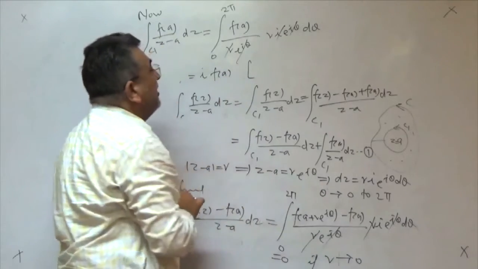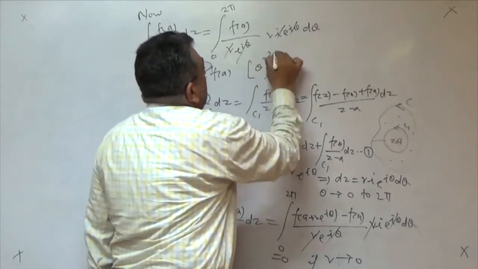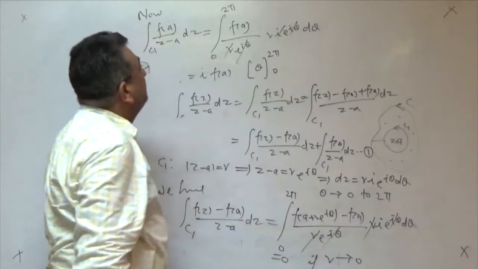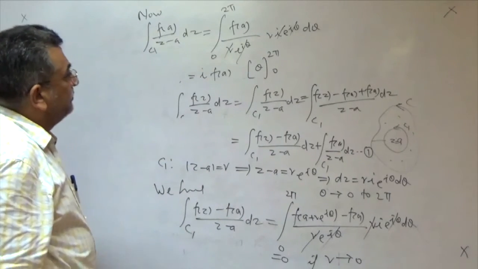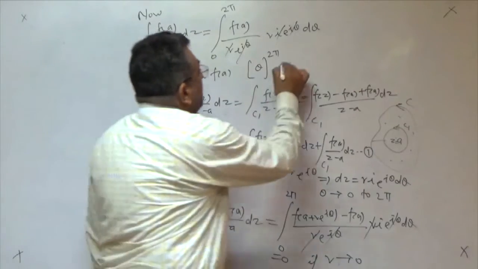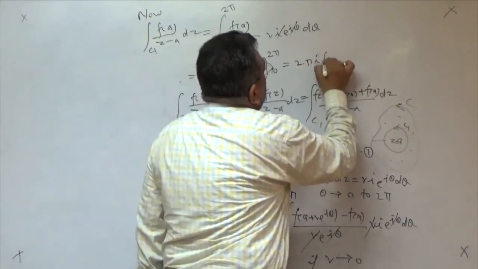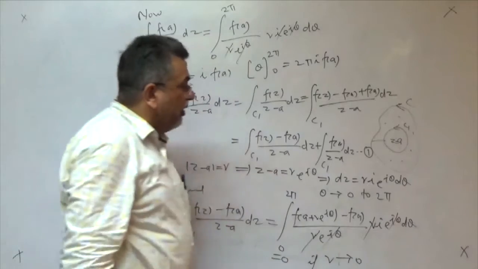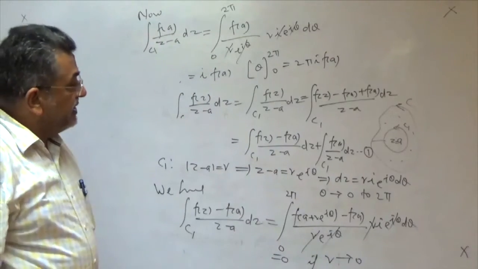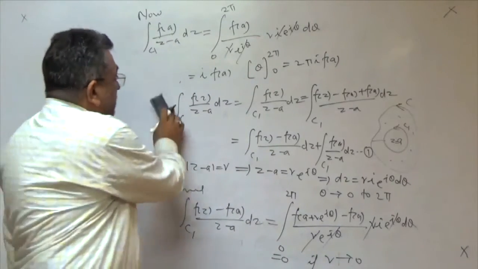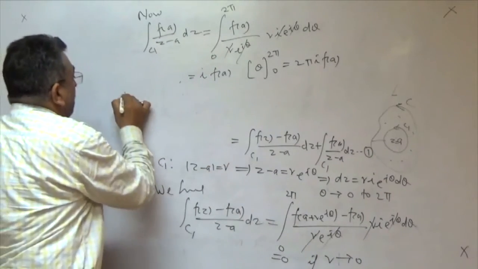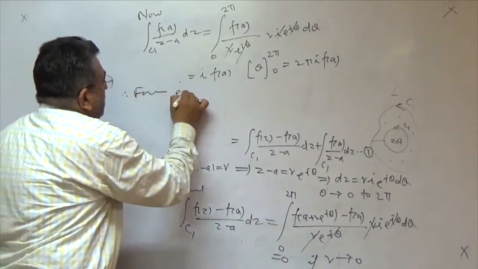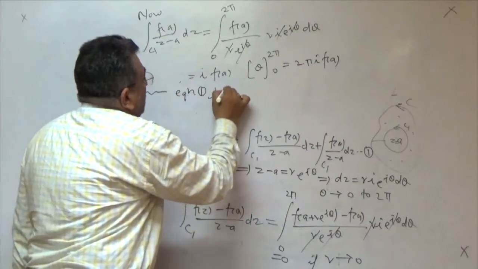We get the integral of 1, which is theta, with limits 2 pi and 0. Right? And this is 2 pi i times f(a). This is the value of the second integral on the right hand side of equation 1. And so substitute these values in equation 1.